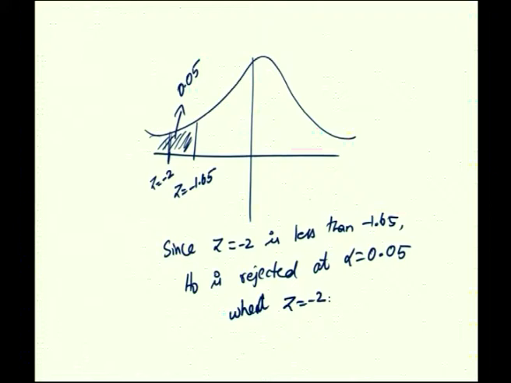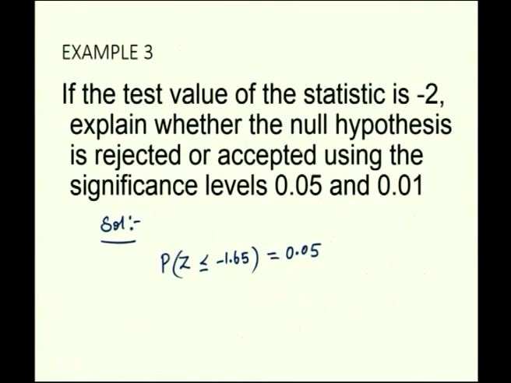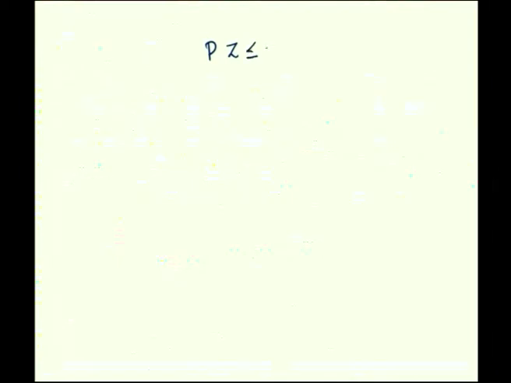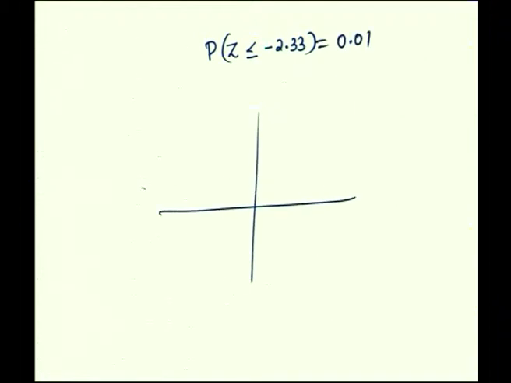You are also asked to test whether the null hypothesis is rejected or accepted at 0.01. So, corresponding to 0.01, as discussed in example 2, that is P of Z less than or equal to minus 2.33 is equal to 0.01, isn't it? Another diagram for 1% level of significance.